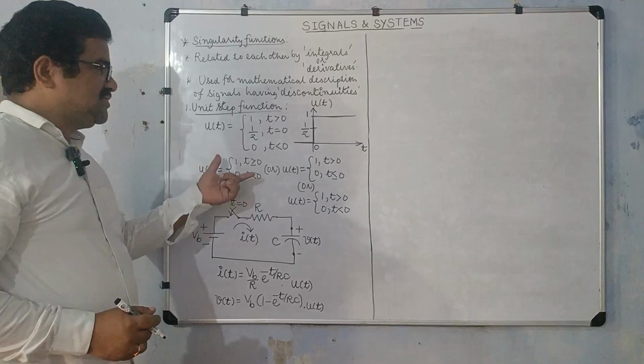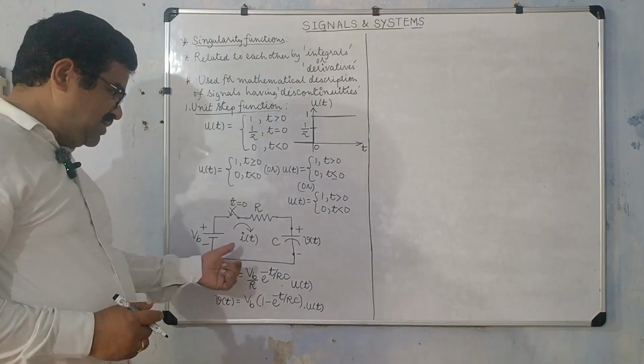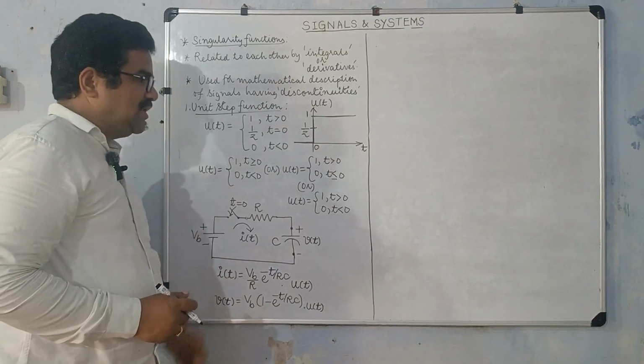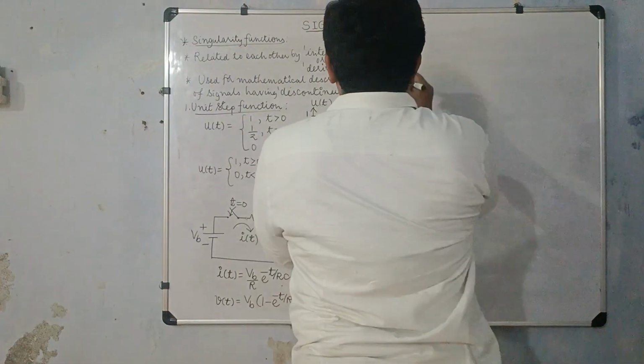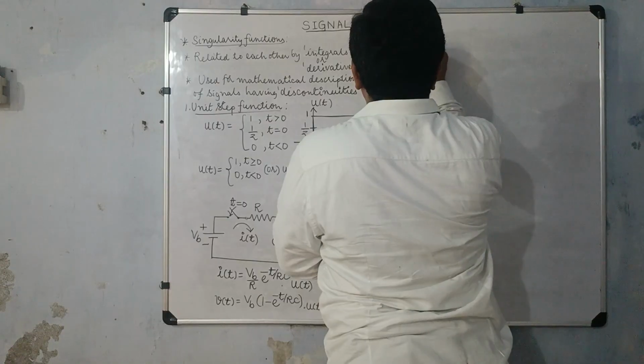So, the unit step function represents a common action in physical systems, like in this case where it is switching from 0 to a voltage of VB when the switch closes. Okay, and the second important singularity function is the signum function.